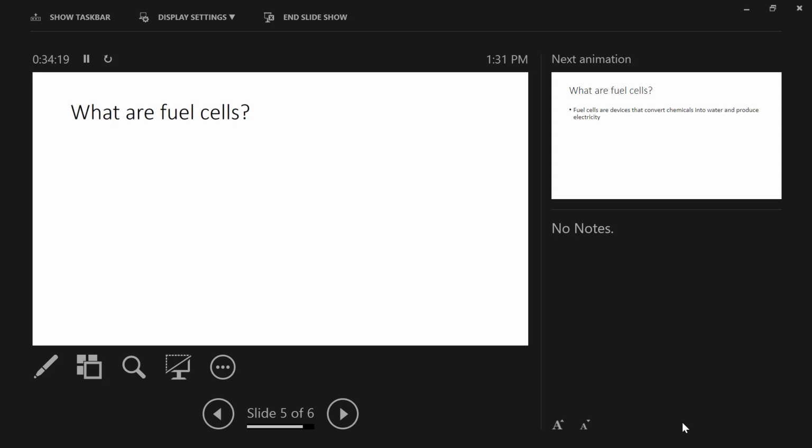Fuel cells are not batteries. Okay? What are fuel cells? Again, these are not batteries. What are fuel cells? I'm glad you asked. This is what they are. Fuel cells are devices that convert chemicals into water and produce electricity in the process.